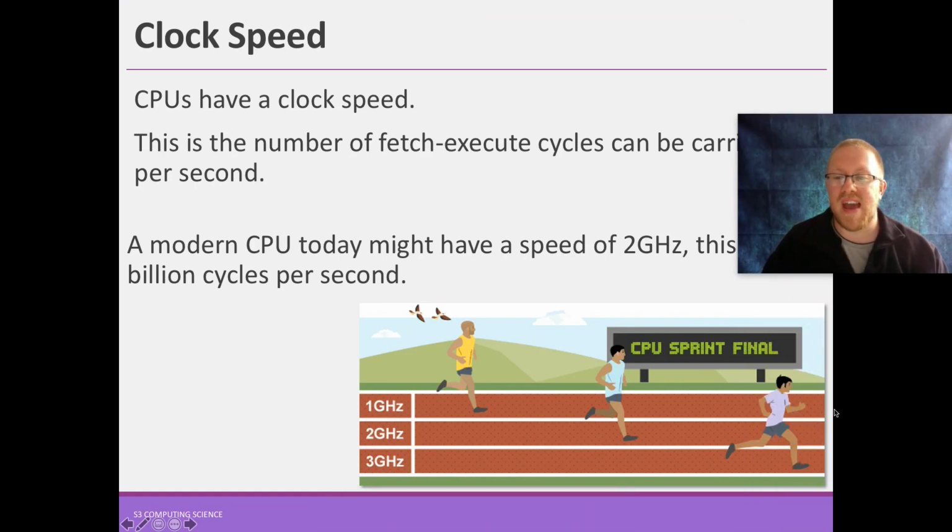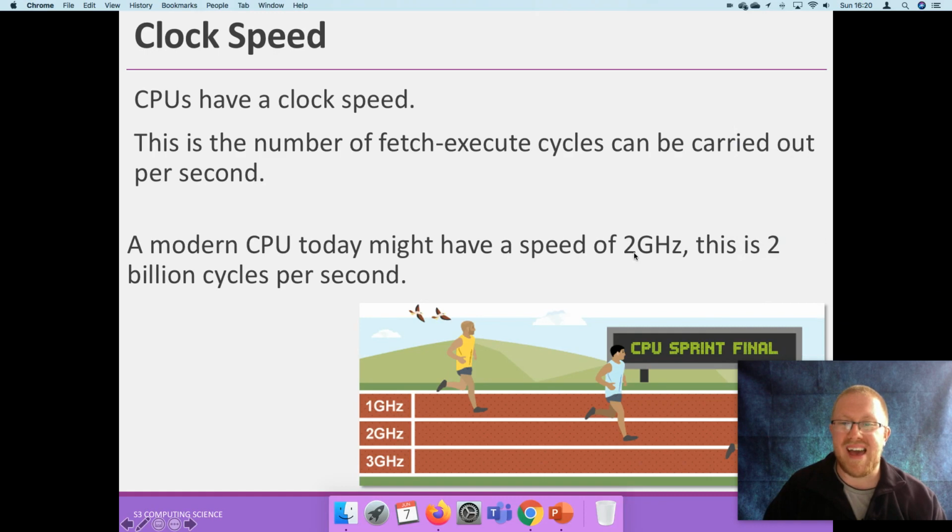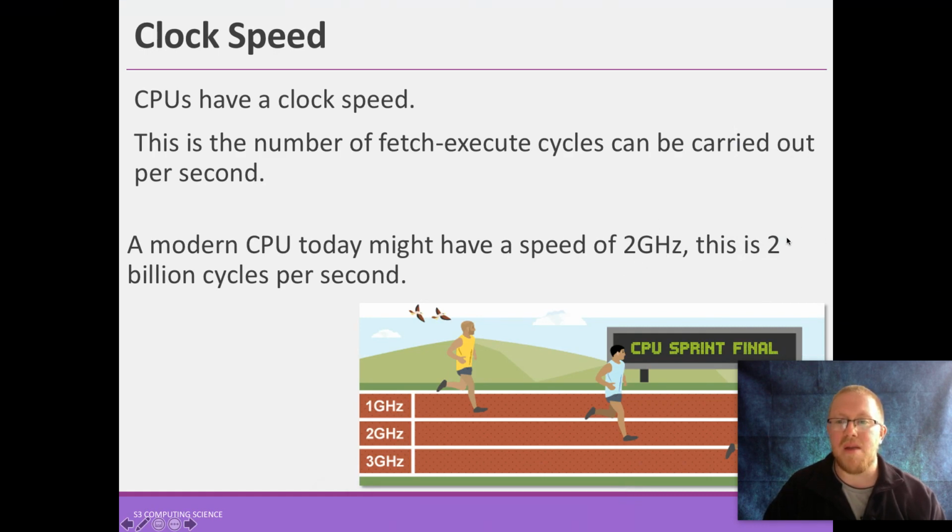Because the 3 gigahertz processor is going through the fetch, decode, execute cycle faster, it's able to deal with more instructions per second. If we take, for example, a 2 gigahertz processor, it can manage 2 billion cycles per second. So that's 2 billion fetch, decode, execute cycles per second, which means 2 billion instructions it can deal with every second.